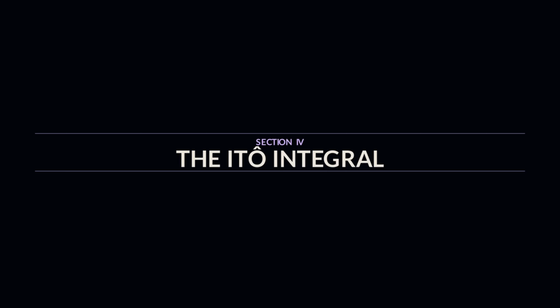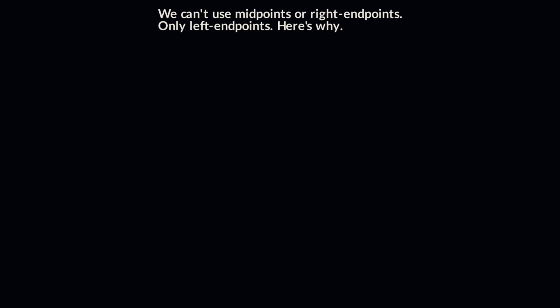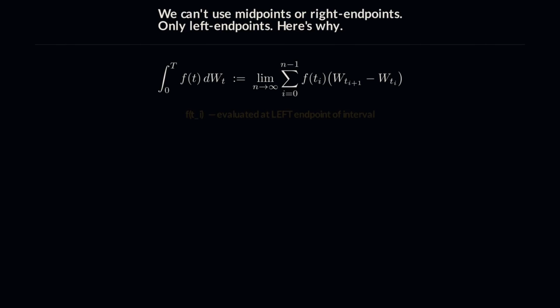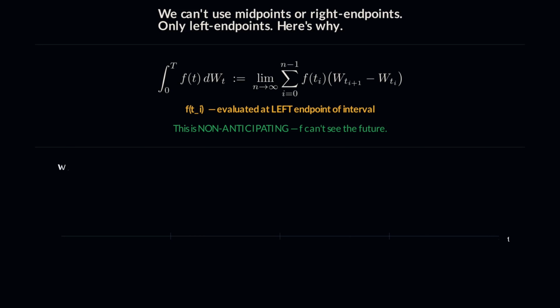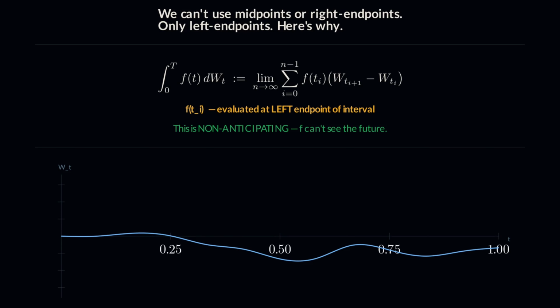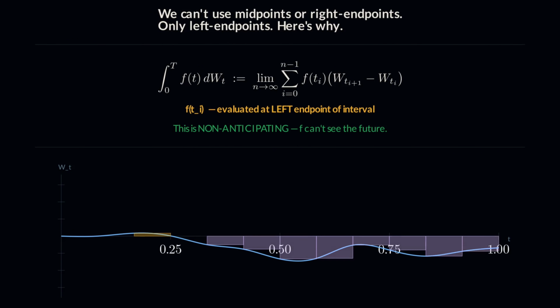To integrate against Brownian motion, we use the same idea as Riemann. Partition time into small intervals, evaluate the integrand, multiply by the increment, sum everything up. But there is one critical difference. We must evaluate the integrand at the left endpoint of each interval, not the right, not the midpoint. Why? Because we cannot see the future. The integrand must only use information available now, before the Brownian increment happens. This is called non-anticipating, or adapted.